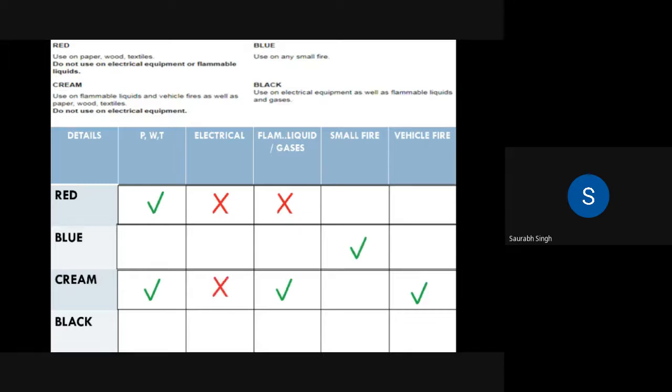Right, I'm putting a cross for electrical. Black says use on electrical equipment. So where will the tick come first? Electrical equipment as well as flammable liquid and gases. Right? Now the rest would be red cross. Got it? Black can no longer be used on paper, wood, textiles, neither on small fire nor vehicle fire. The rest of the columns would be crossed out.